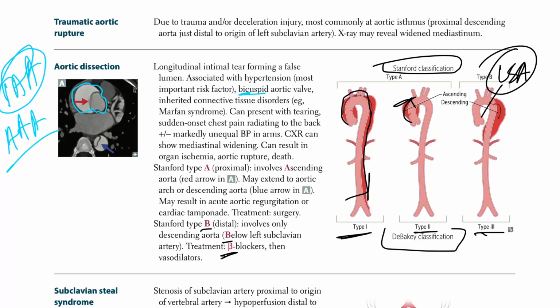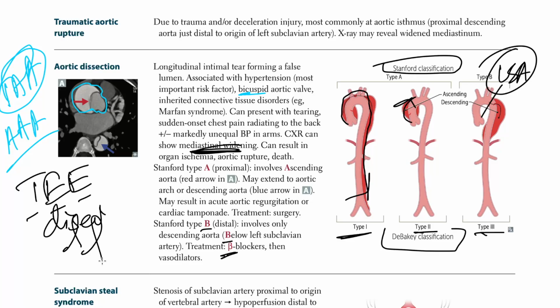Let's see some notes. We might have some extra stuff for this. Okay, what else will you see? One thing was mediastinal widening. On top of that, if you were to do transesophageal echocardiography, TEE, you will see a dissection flap in the ascending or descending aorta. Okay, that is important.